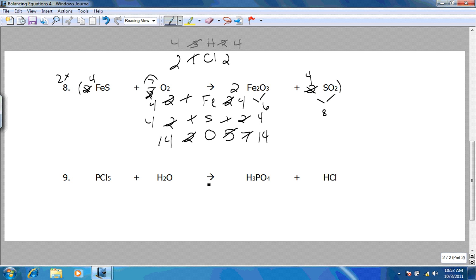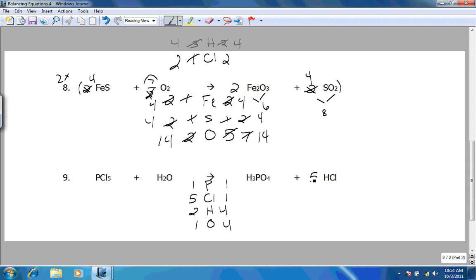Alright, so number 9, we have phosphorus, chlorine, hydrogen, and oxygen. We have 1 phosphorus on the left and 1 on the right, 5 chlorines and 1 on the right, 2 hydrogens, and we have 3 hydrogens here and 1 here. We actually have 4 hydrogens on the right. And oxygens, we have 1 on the left and we have 4 on the right. Phosphorus are balanced. Chlorines, we have 5 on the left and 1 on the right.